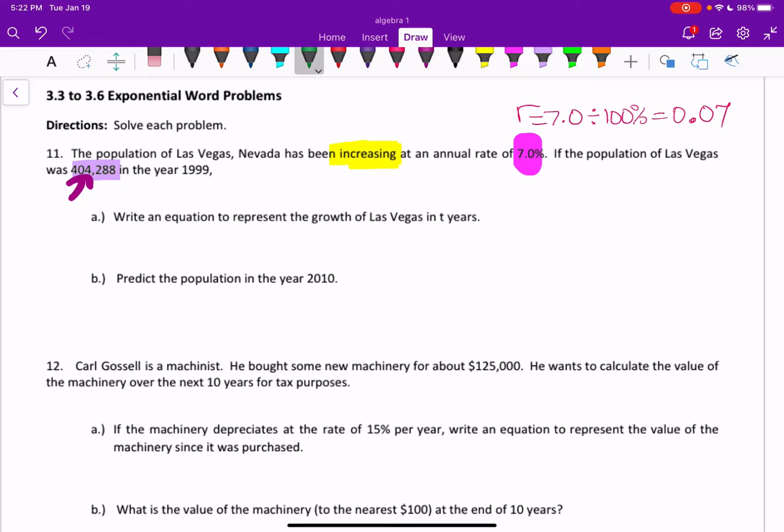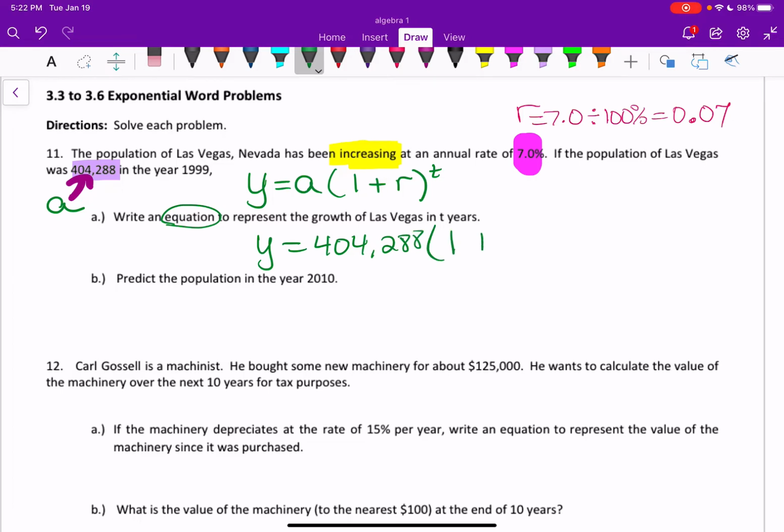So just in case you forgot, here's the formula. It's y equals A. Increasing is 1 plus r to the t power. The first one is asking for an equation. That means we don't get an actual number. We're going to just fill in the letters that we know. We know the starting is A, so that's 404,288. Then we're going to add the rate, which we figured out was 0.07.